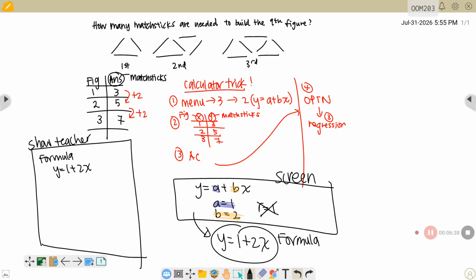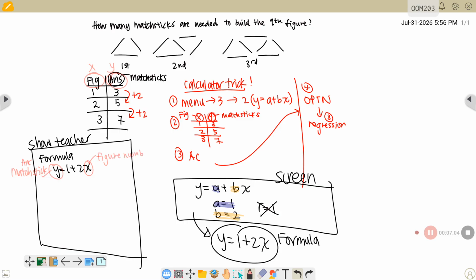Understand? And what's the y referring to? What is the match? Yes, y is the matchsticks. This is your matchsticks, which is always your answer. Remember? Your answer here, answer is your y. Can you see that? Then figure number is your x. Even your calculator will tell you that this is your figure number.